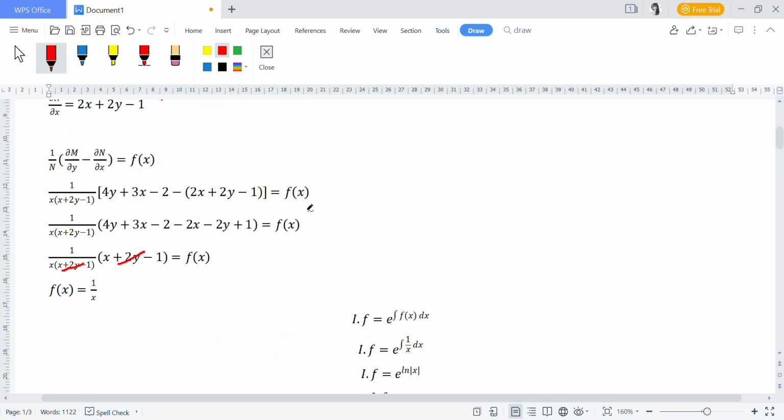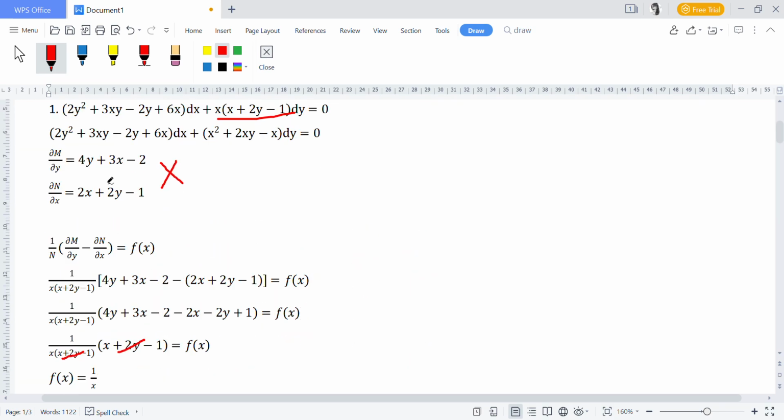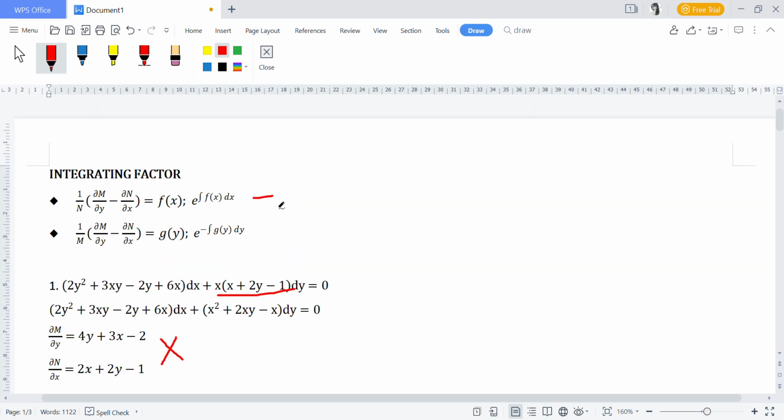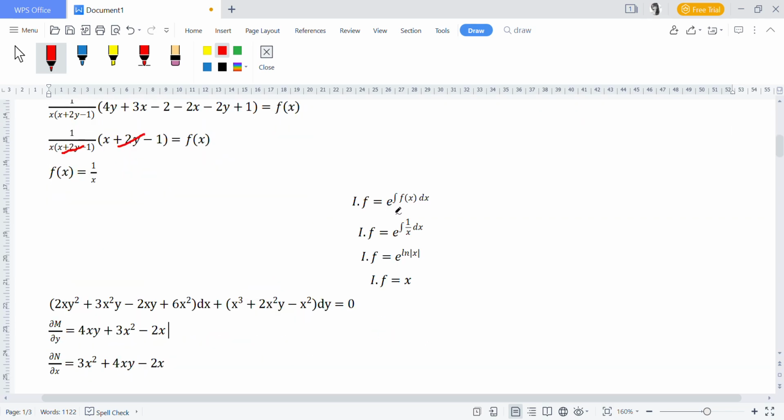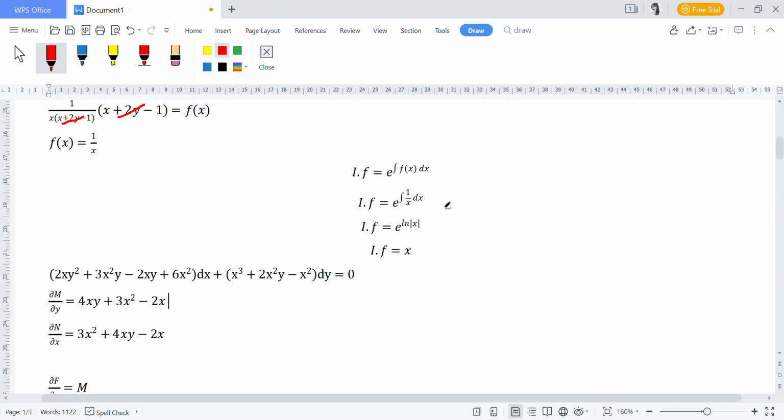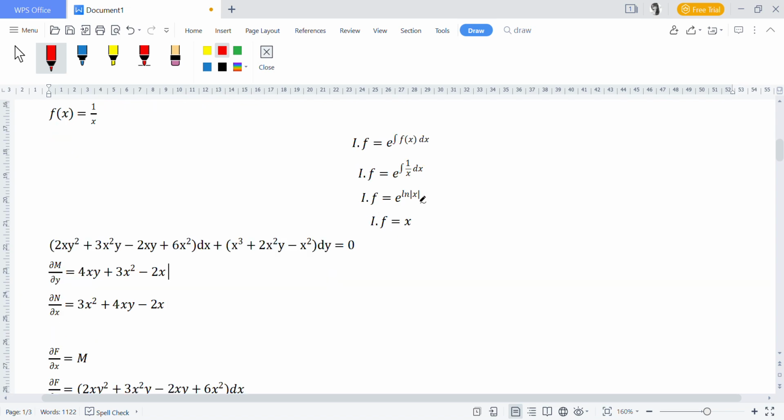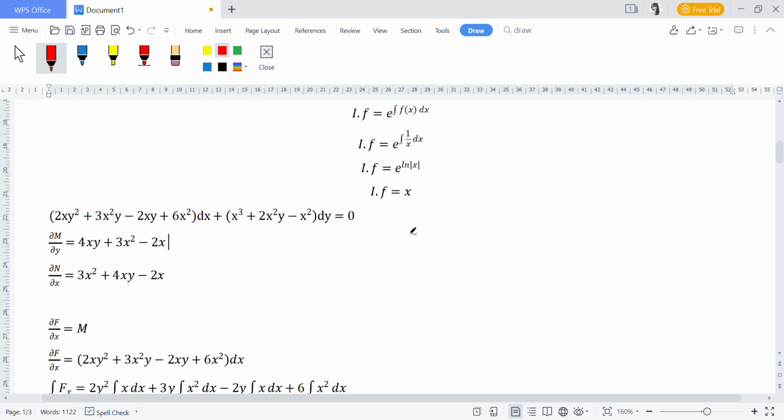So our integrating factor, since we've used this rule, we're going to use this integrating factor: the integrating factor is equal to e raised to the integral of f of x dx. So our f of x is 1 over x. So the integral of 1 over x dx is simply ln of x. And using the logarithm of an exponent, we're just going to cancel this out. So our integrating factor will simply be just x.